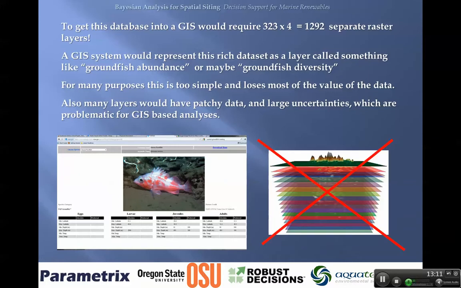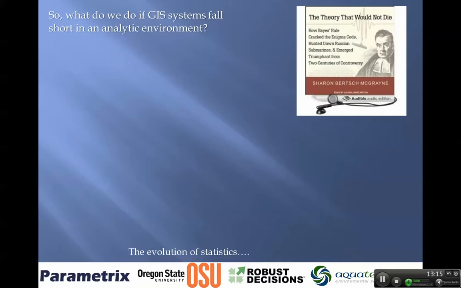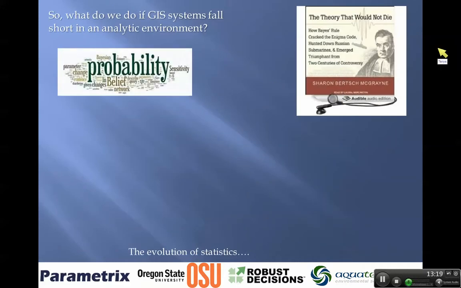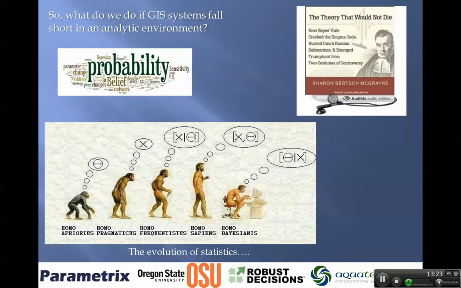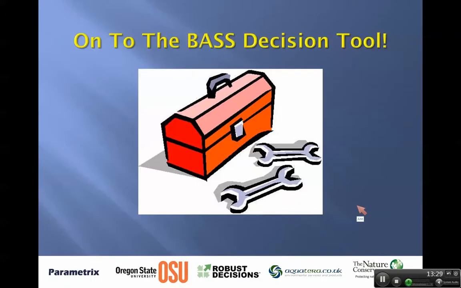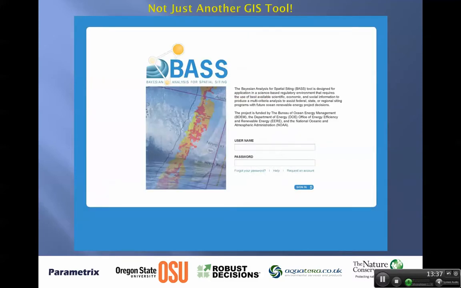Okay, so there's our big stack. We'd like to do something a little different than that. And so what are we going to do? We're going to use a Bayesian type system. Here's our little cartoon of the evolution of statistics with our Bayesian guy over there at the right at his computer. And so now we're going to go on to the BAS decision tool and what's different about it. All right. Well, there's a couple more slides.